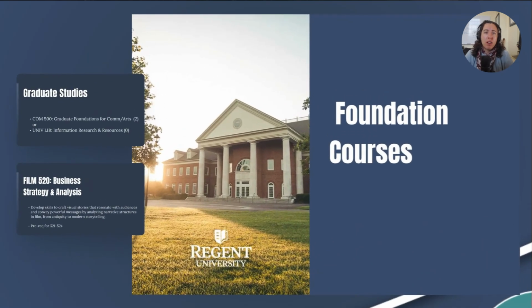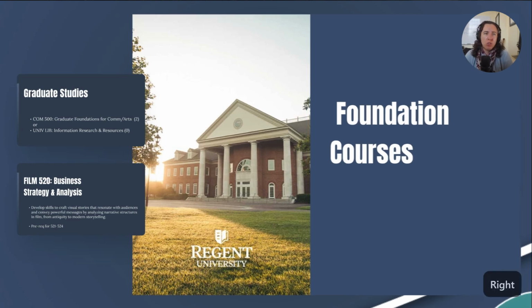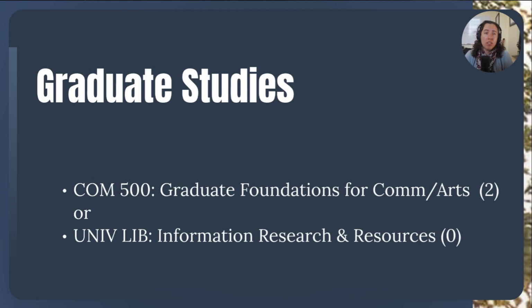So here's a bit of a tour of the classes you'll take. There are some foundational classes that you really will want to take your first semester as soon as you can. Graduate Studies is either COM 500, which is a graduate level writing brush-up class and familiarity with what we have available through Regent, or if you've already taken a similar class like that, you might be able to take University Library, Information Research and Resources instead. This is where that 2 credit difference comes in, because that would just go over really the specific resources at Regent. So you'll talk with your advisor about the best one for you.